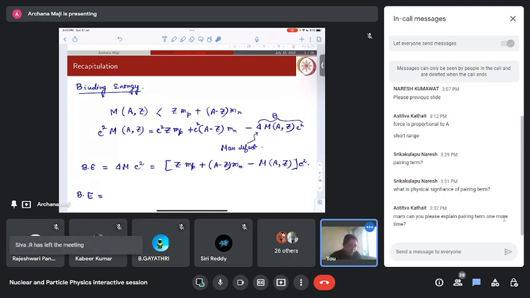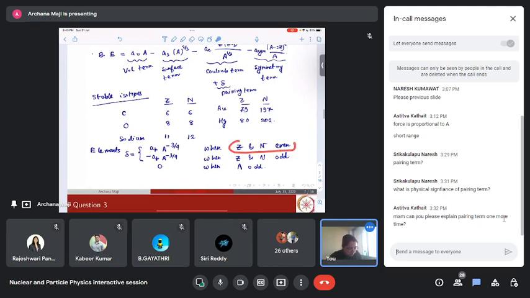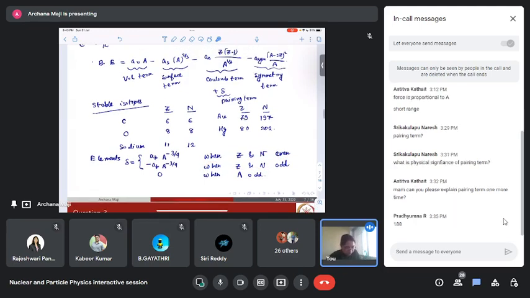It has been seen experimentally that for elements having Z and N both even, the nucleus is more stable compared to elements having Z and N both odd. If Z and N both are odd, it is unstable. So that's why a term has to be subtracted from the binding energy for those elements, so that binding energy becomes less and the energy of the nucleus becomes more, and it becomes unstable for Z and N odd.